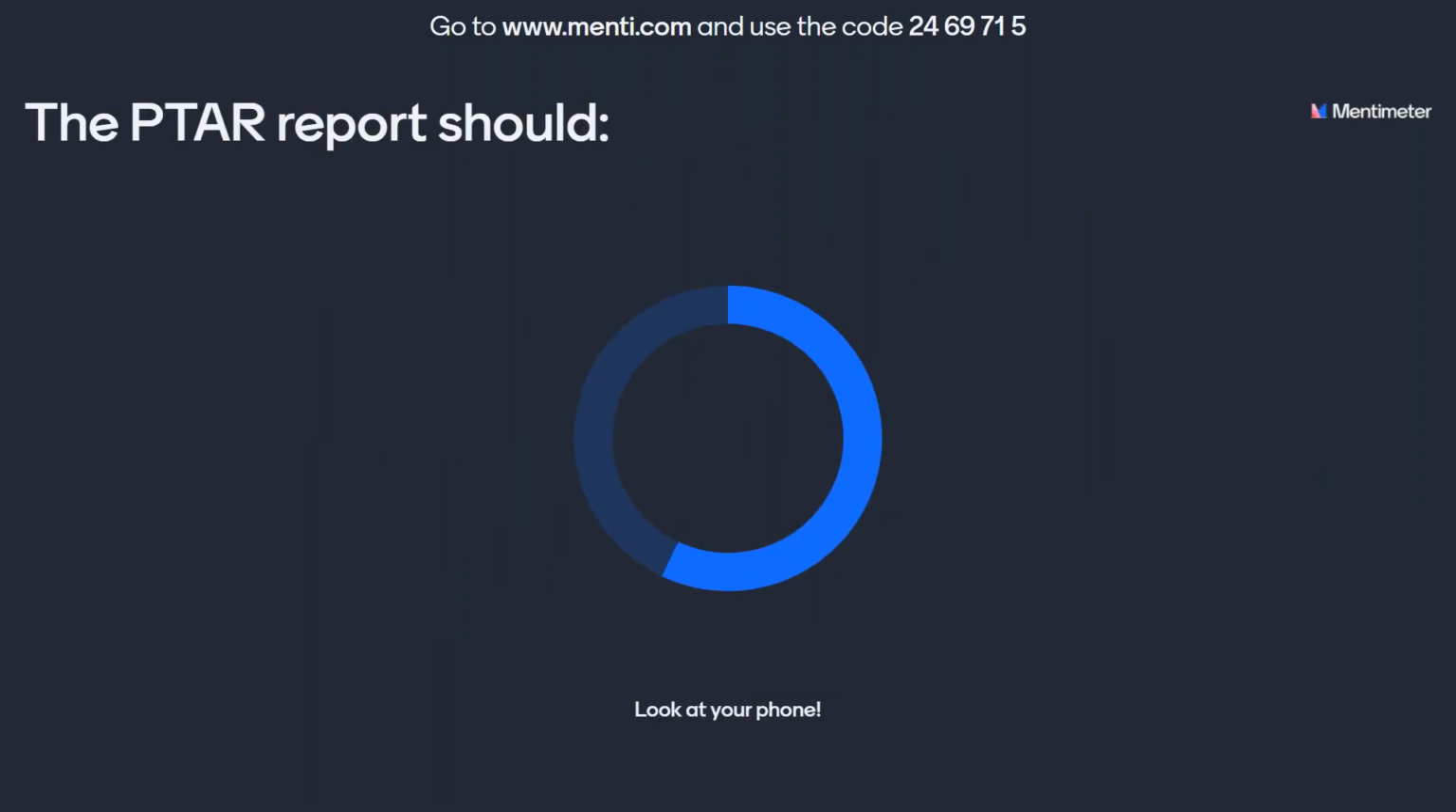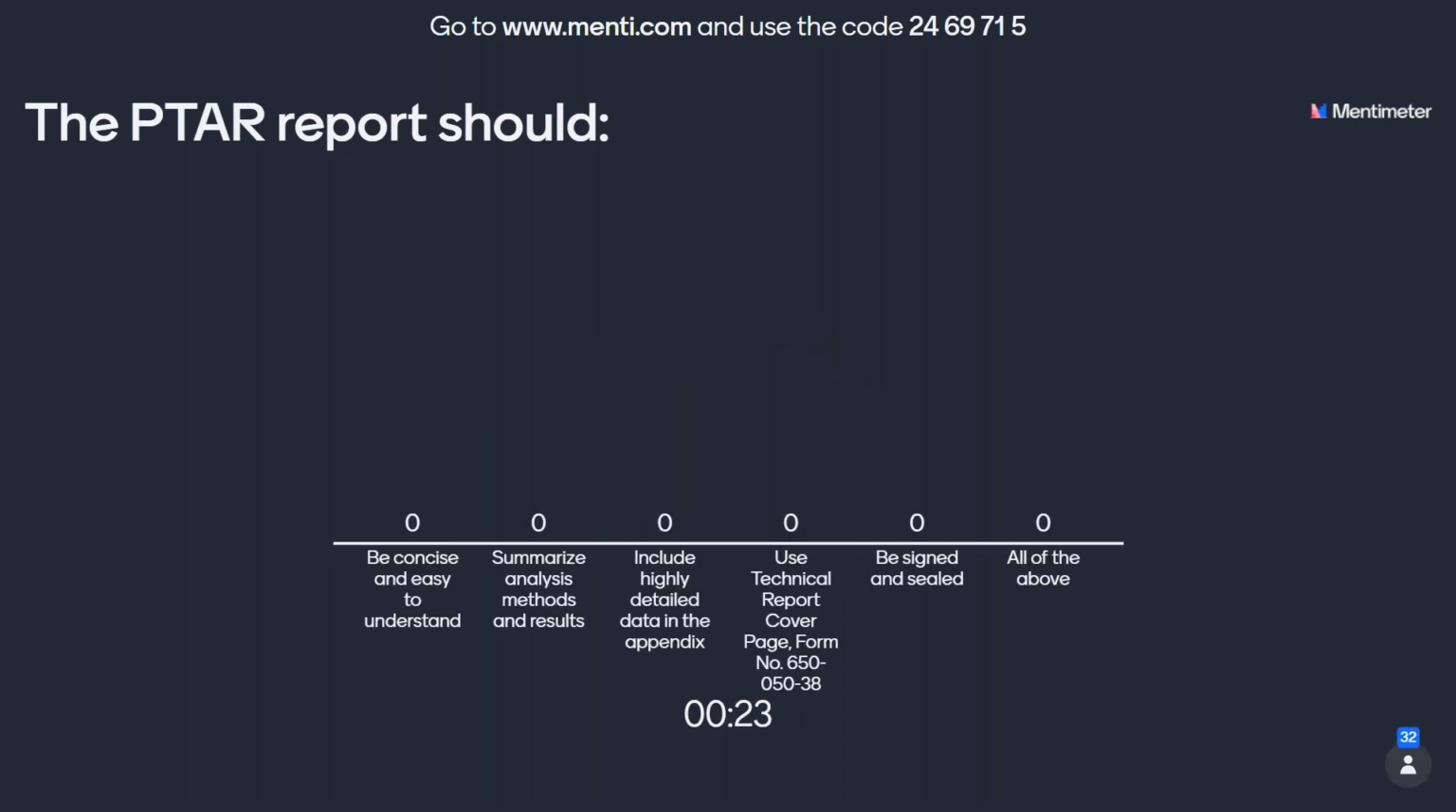The PTAR report should be concise and easy to understand, summarize analysis methods and results, include highly detailed data in the appendix, use the technical report cover page, be signed and sealed, all of the above. 10 seconds left.